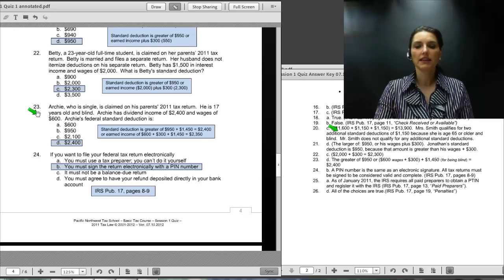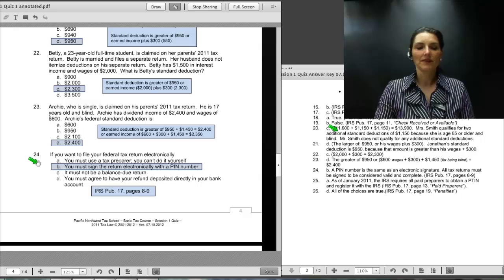Well, for this one, we're going to take his wages of $600, and we're going to add $300, and then we're going to add $1,450. Or we're going to take $950 plus $1,450. And whichever of those gives us the higher number will be his standard deduction. So if we take $950 plus $1,450, we get $2,400. And if we take his earned income plus $300 plus $1,400, we get $2,350. The higher of those two numbers is $2,400. And incidentally, $2,400 was the only option we offered that was remotely correct.